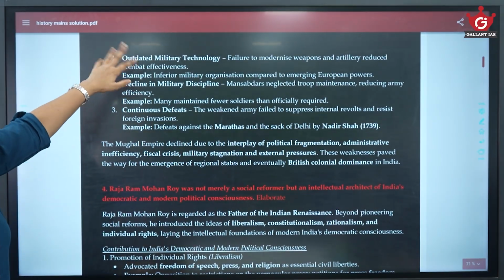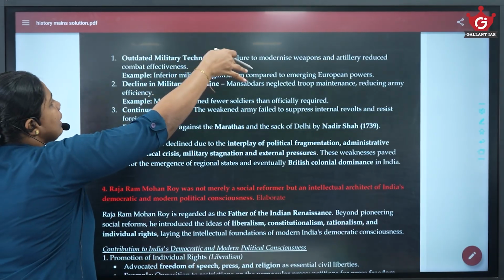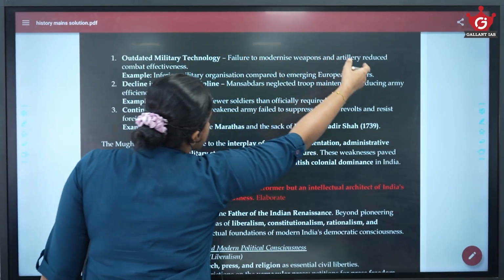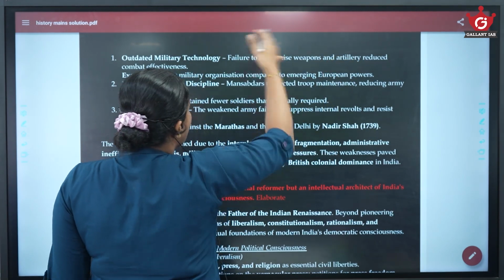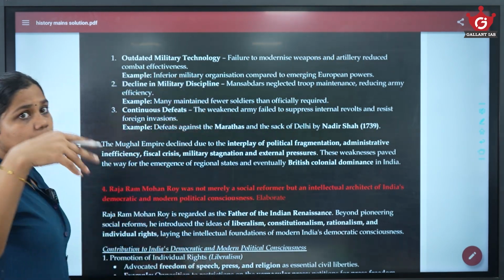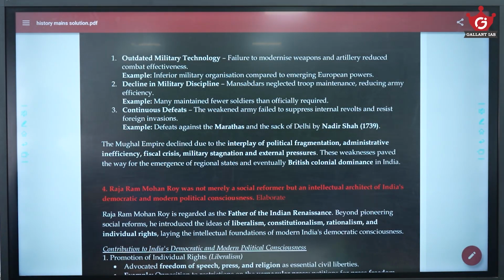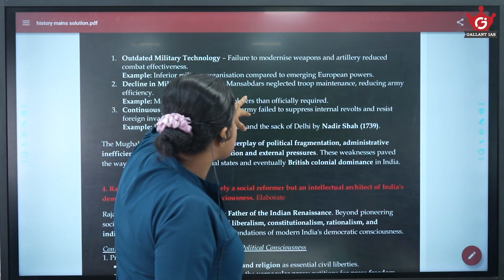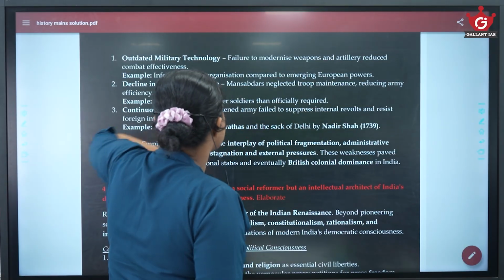Obviously, the military was very outdated. Outdated military technology: they failed to modernize the weapons and such things. And when the Europeans came, what happened? They had advanced weapons with them. India was lacking in that, and the British were able to establish an empire here. So, inferior military organization compared to emerging European powers.